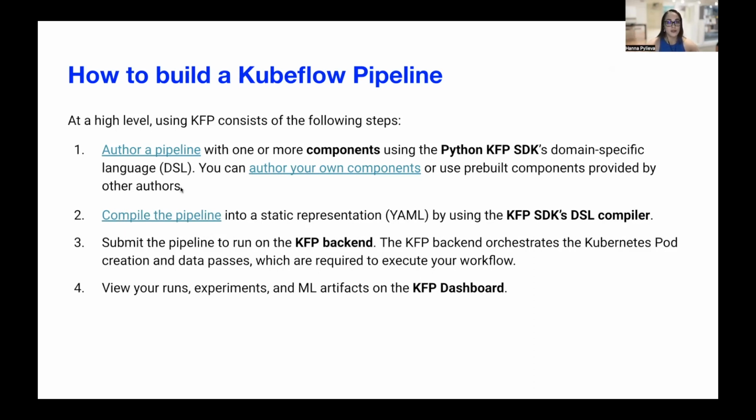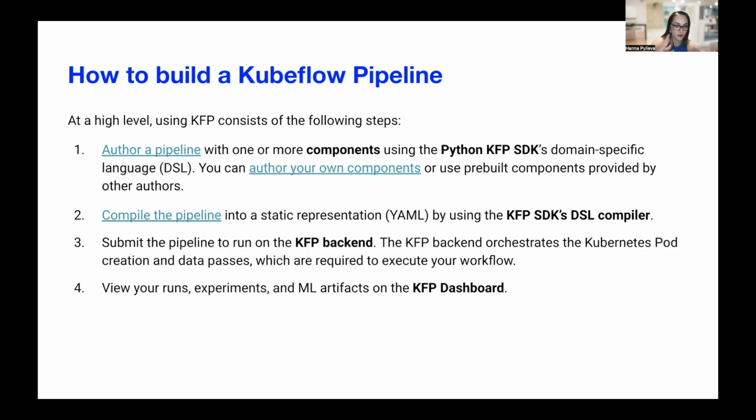Then after all the components we need, we compile the pipeline, and it results in a static representation in a YAML file. So everything is in YAML. It's such a declarative way of specifying what we need to be done for our machines, on which this pipeline will be running. That's actually very much the Kubernetes way of specifying things.